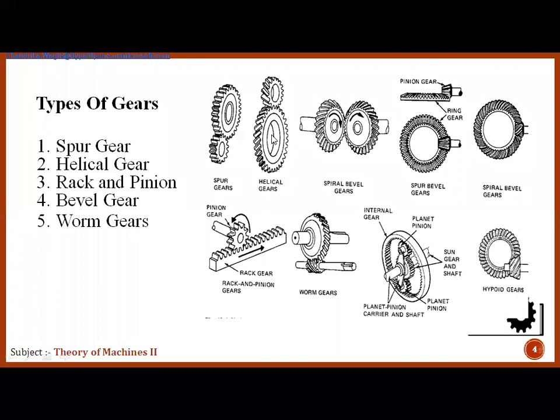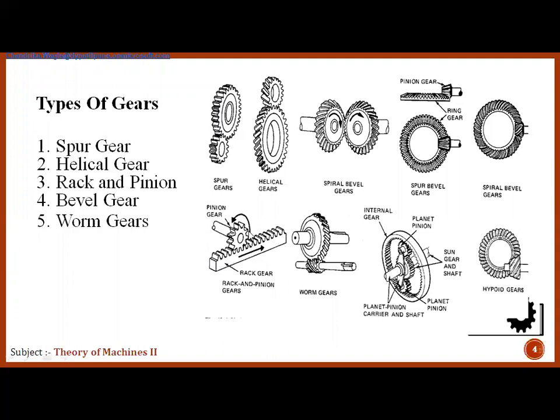In that particular gear, if we attach a mirror image of this gear on this side, then that gear will be known as a herringbone gear. So these are the types of helical gear. The next is rack and pinion. This is the rack gear and this is the pinion gear.